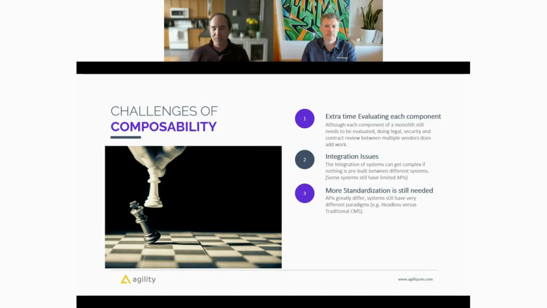So I think that's something we're going to see evolve very, very quickly. Yeah, and again, just as a summary, if built incorrectly, the idea of a composable solution is no better than a monolith.